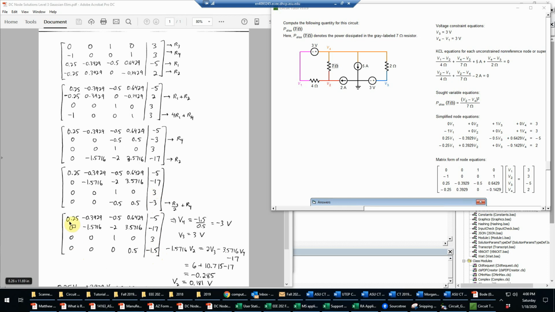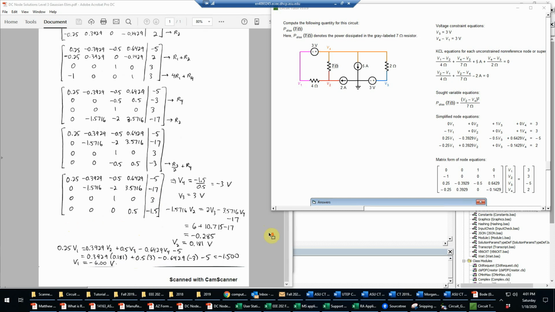So now we have achieved the desired row echelon form. This is not a reduced row echelon form. That would require zeros on the upper portion of the matrix as well. But we're going to use back substitution now. So what we do here is we're going to start out. Obviously, the easy thing to solve for is the lower equation.